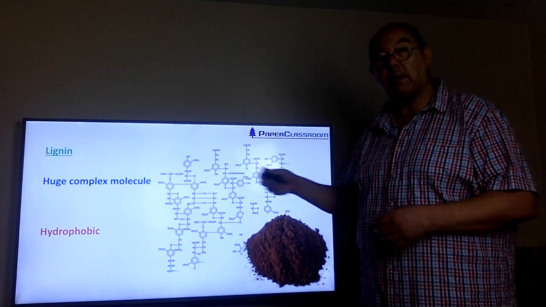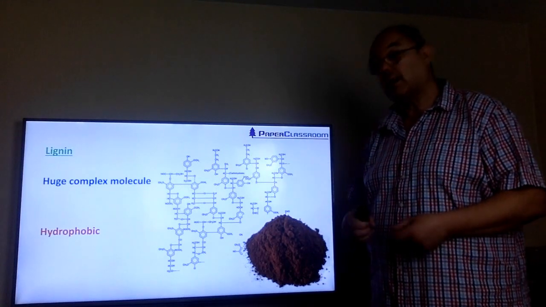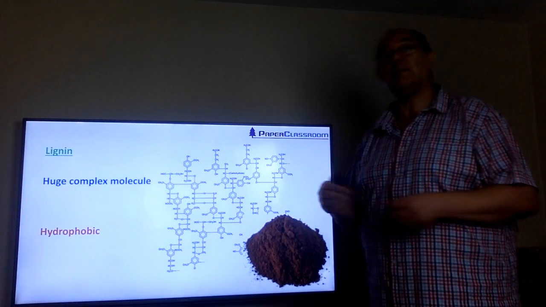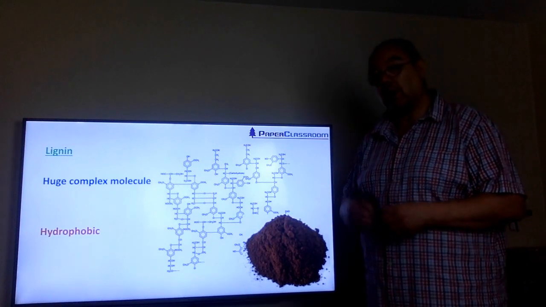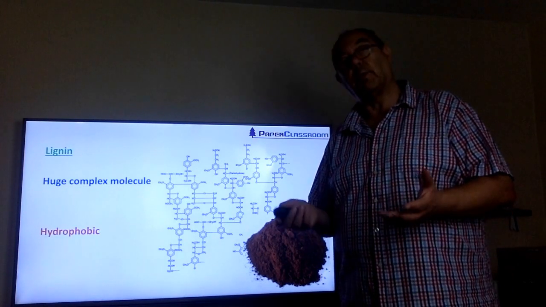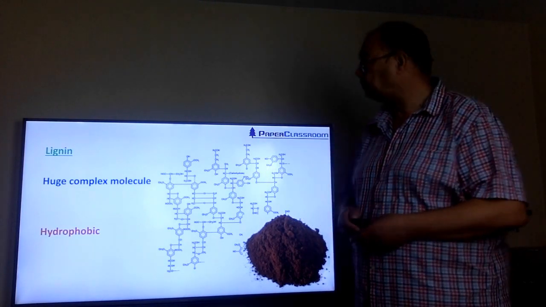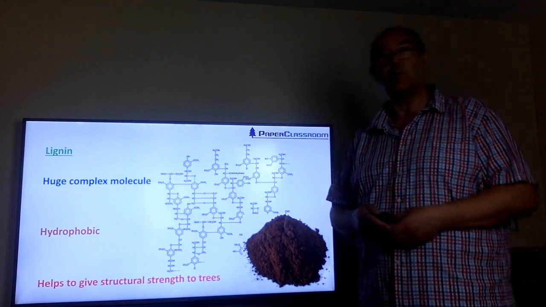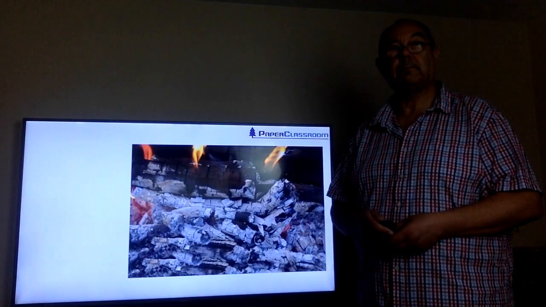It's hydrophobic, meaning it's very water repellent. So if you leave the lignin in the fibres, you're very limited in what you can do. You produce then what we call a mechanical fibre, and that will have good stiffness properties, but not very good for strength. And it helps to give the structural strength to trees.